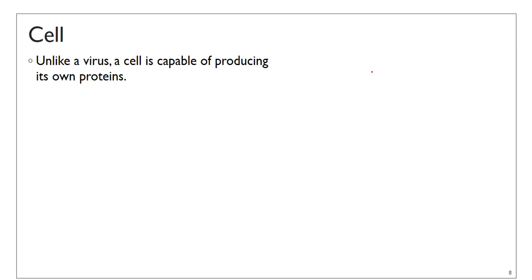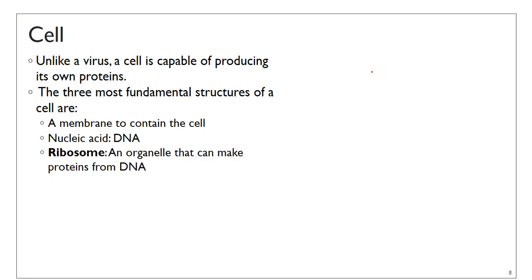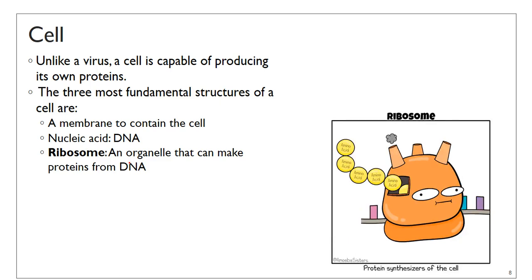So unlike a virus, the main difference here is that a cell can produce its own protein. So not only does it have the instructions, it also has the means to carry out these instructions to make a product. There are three most fundamental structures. You need a membrane, you need the instruction, which in the case of a cell will always be DNA, and you need the factory to actually produce this protein, and that's an organelle called ribosome. So it can make protein from DNA.